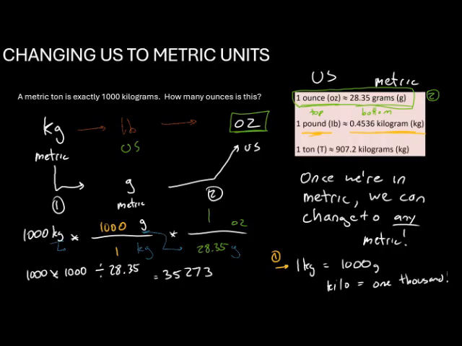Now for our units. The kilograms will cancel out with the kilograms on the bottom, and the grams we get in return will cancel out with the grams on the second fraction. This leaves us with the units we want. Those are ounces. Therefore, a metric ton is 35,273 ounces.